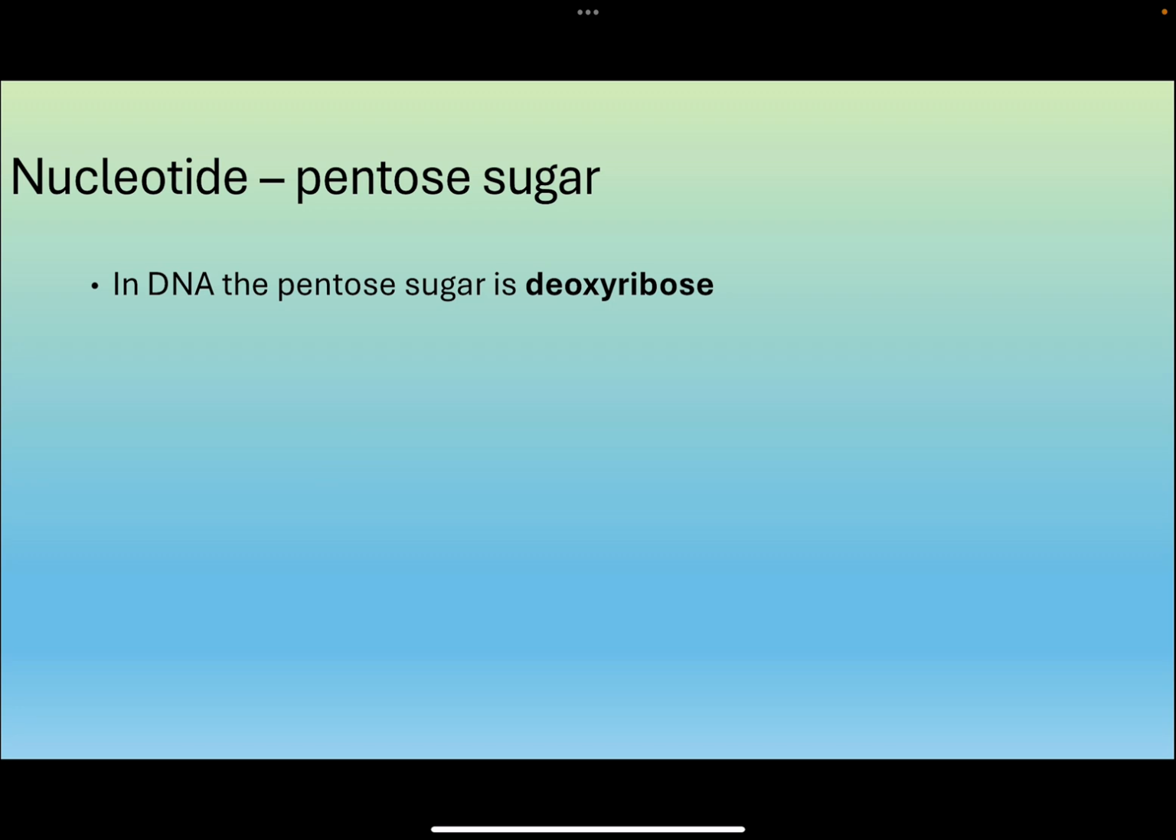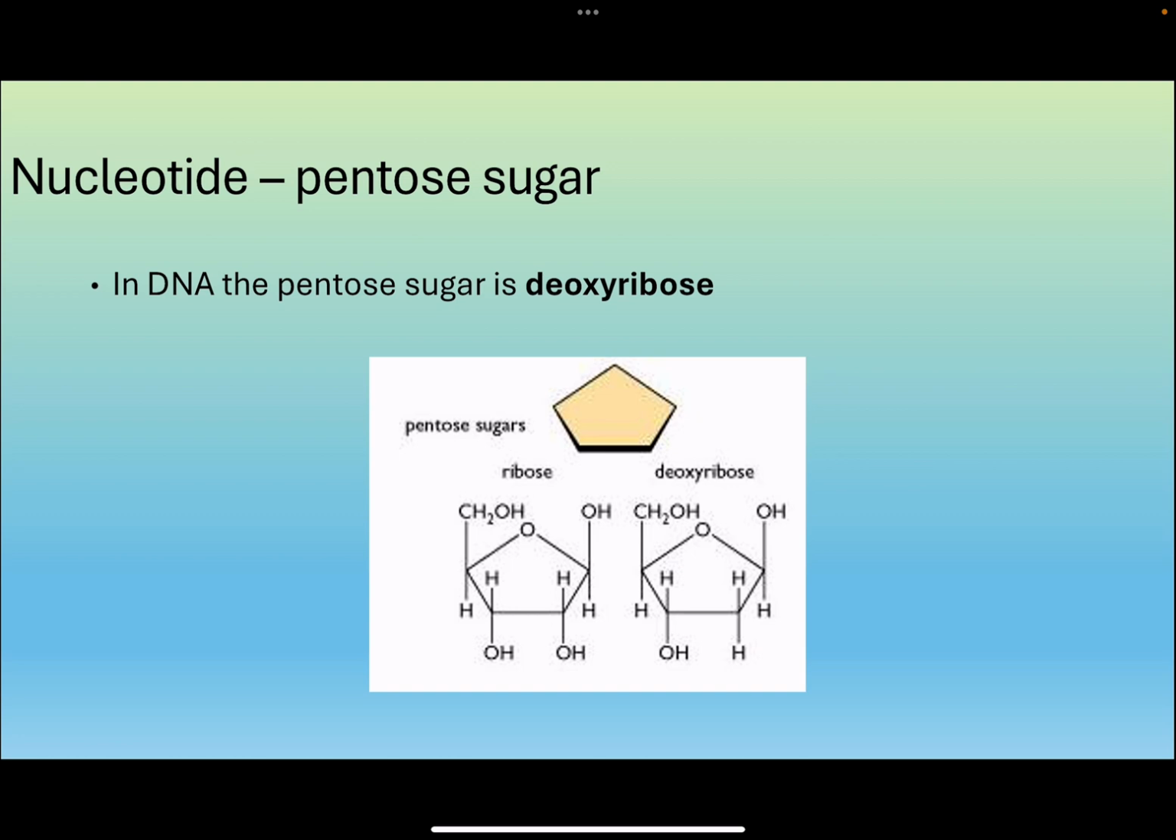So in DNA, the pentose sugar present is deoxyribose. You can also have a ribose sugar, which would be present in ribonucleic acid. And if you look very closely at the 2 different structures, you can see there's just a small difference I'm highlighting here. The deoxyribose has 1 less oxygen molecule there.